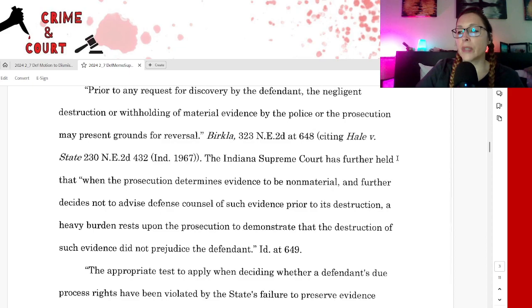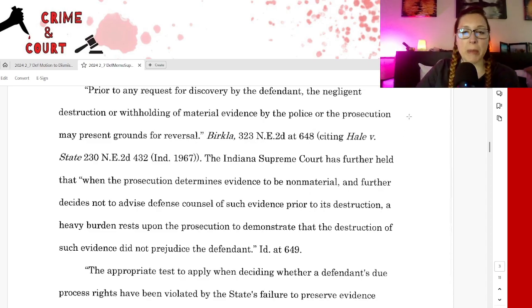So Richard Allen's attorneys are quoting this case law, stating that now that this exculpatory evidence that could have gotten my client off is missing, the prosecution has to prove that it wasn't exculpatory evidence. You have to prove that whatever was on those recordings that are now deleted wouldn't have helped my client. So you need to prove that. And it's a higher burden.